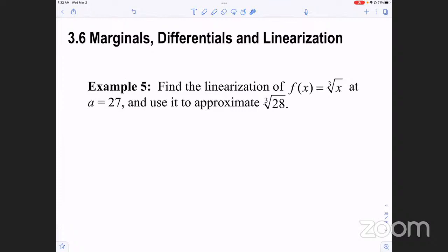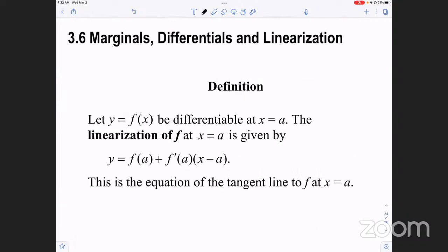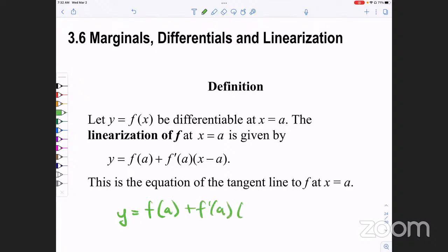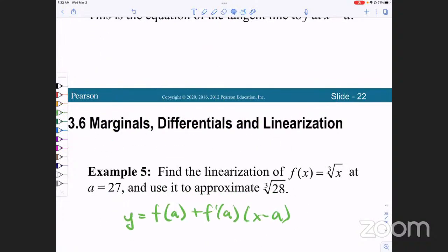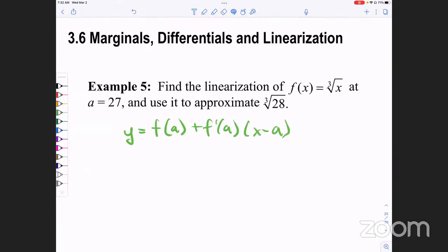Let's see. Let me just do this, and we'll do this in green since it's the formula. y equals f of a plus f prime of a times x minus a. Right, and we can derive this basically from the point slope formula. I'm just using it for this function at x equals a. So let's fill in the different components.